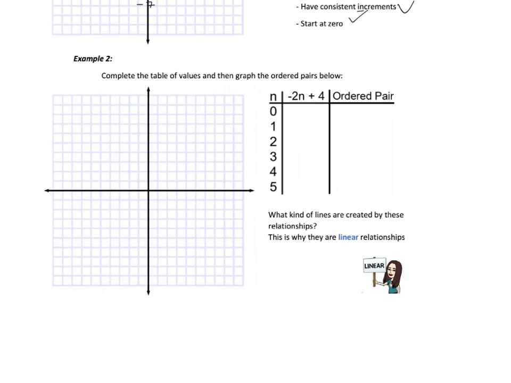Same thing here. In order for us to graph anything, we need the ordered pair, so we're going to fill out this table. Okay, I want you to pause the video right now and then fill out the table on your own, and then you can play the video again and check your answers, okay?